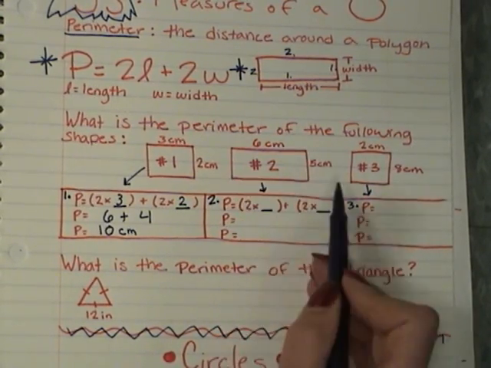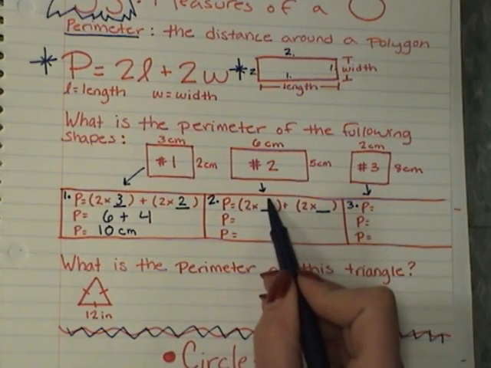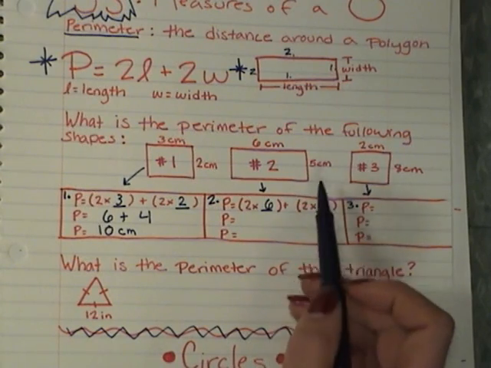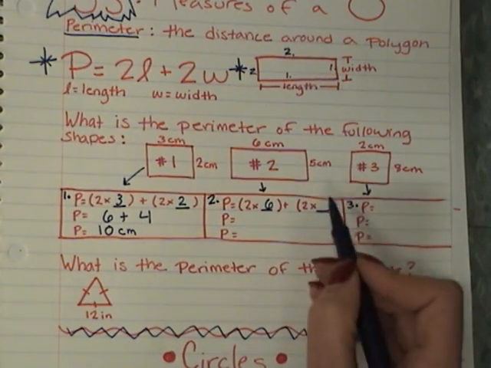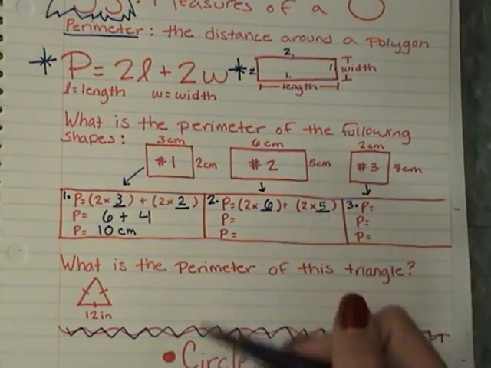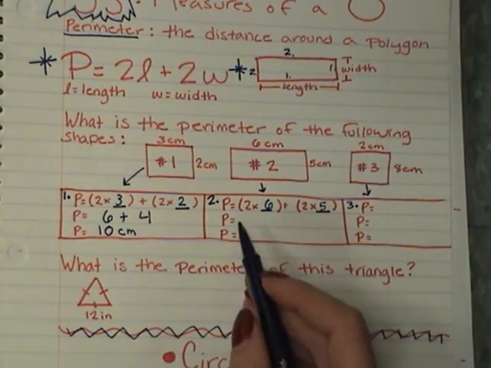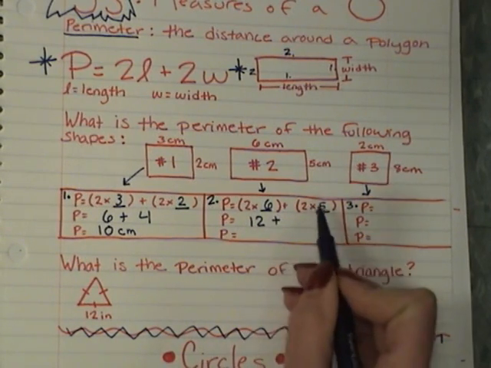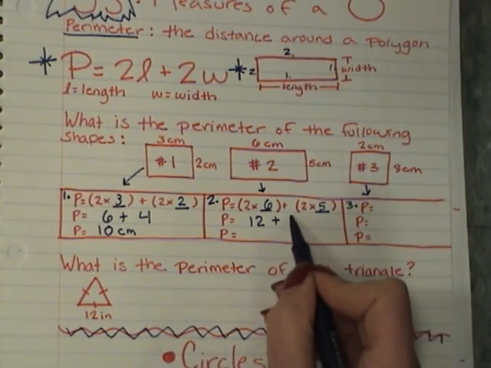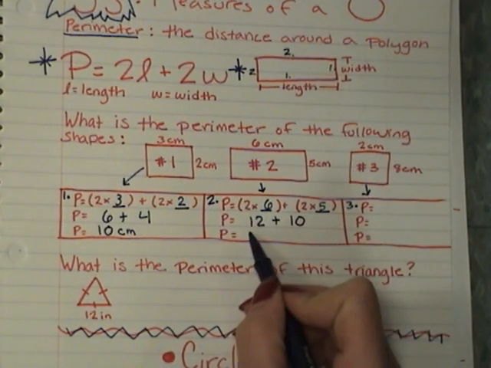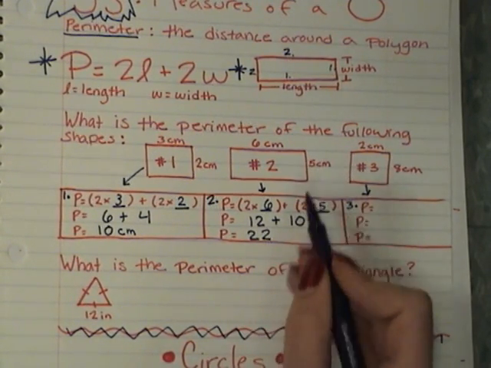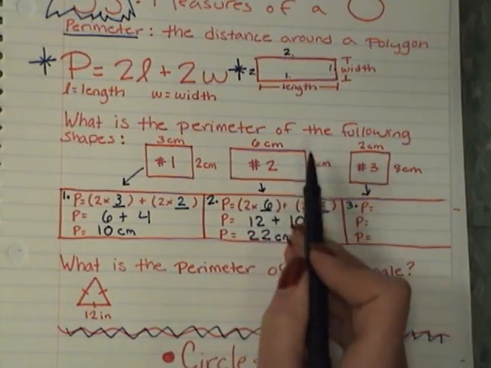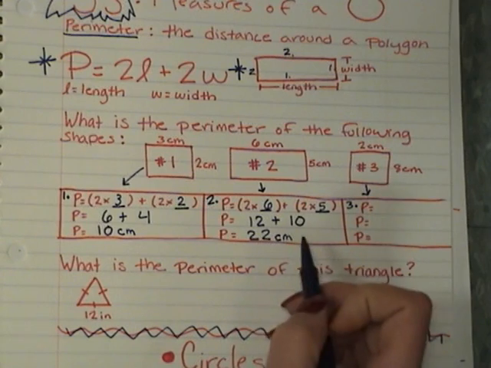So 6 and 6, so I wrote 2 times 6, because I have 2 of them. And now I need to find my width, 2 times, well, here's my 5, and here's my 5, I have 2 of them. So now I just go through and do my parentheses again. 2 times 6 is 12, plus 2 times 5 is 10, and then I add them together to get 22, that's my label, centimeters. So the distance around number 2, the perimeter of number 2, is 22 centimeters.